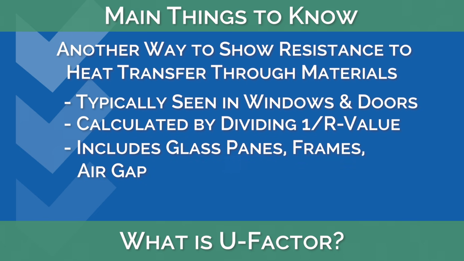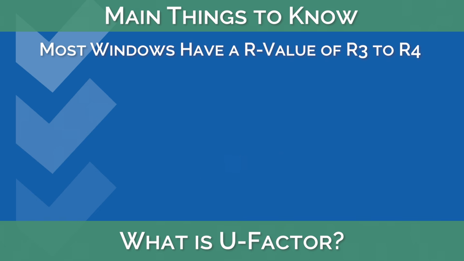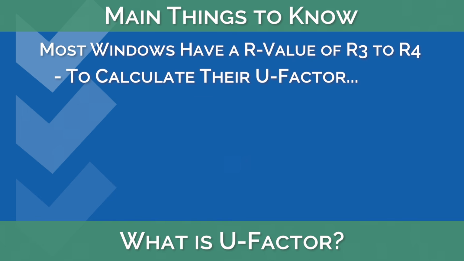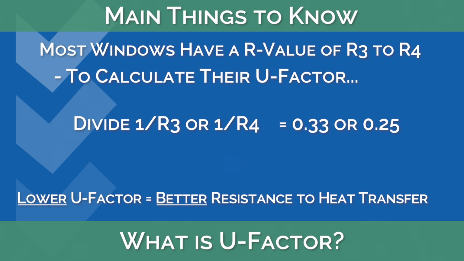So for windows, that includes the glass panes, the frame, and any air or gas between the panes. So for example, most windows have an R value of R3 to R4. So to calculate their U factor, you just take 1 over R3 or 1 over R4, which equals 0.33 and 0.25 respectively. With U factors, the lower the number, the better the resistance to heat transfer.